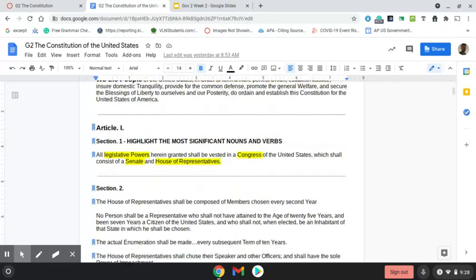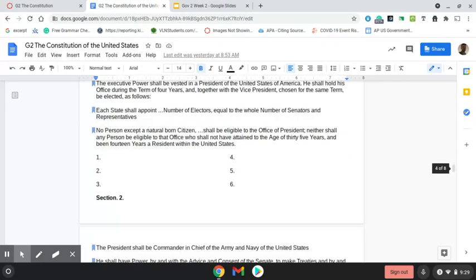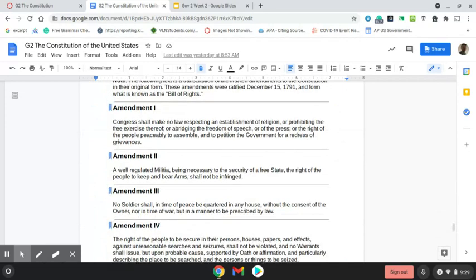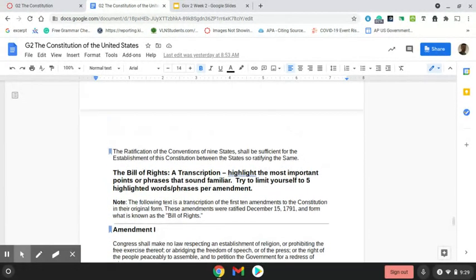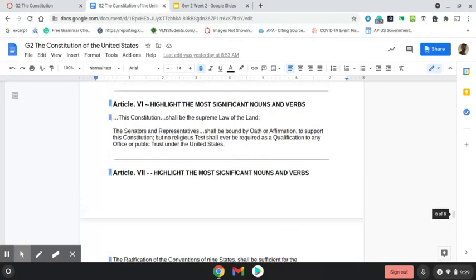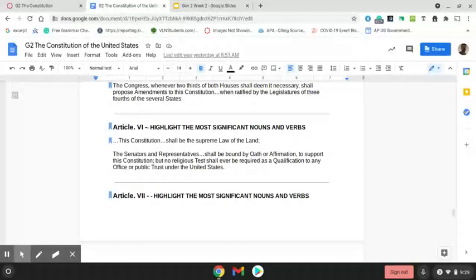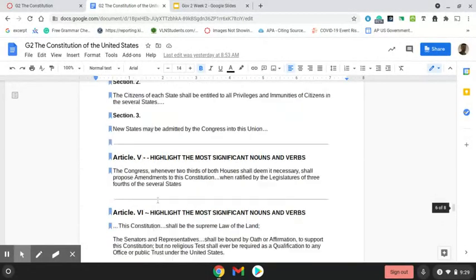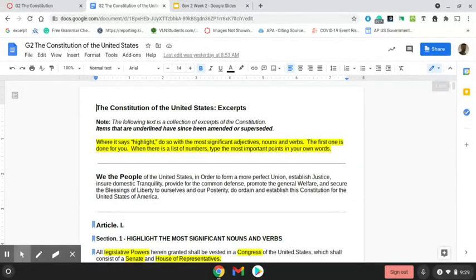And so this just goes through the different parts of the original Constitution. It does have a list of the Bill of Rights, but we'll get to that a little bit later. But for now, Articles 1 through 7 are what you should be concentrating on from the actual Constitution.